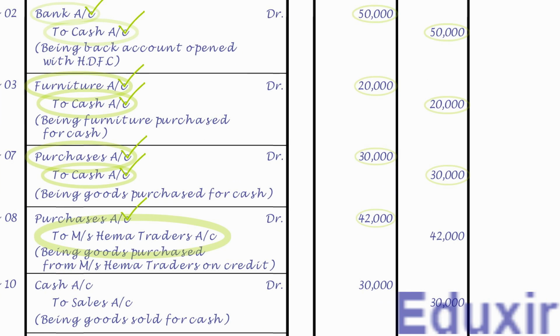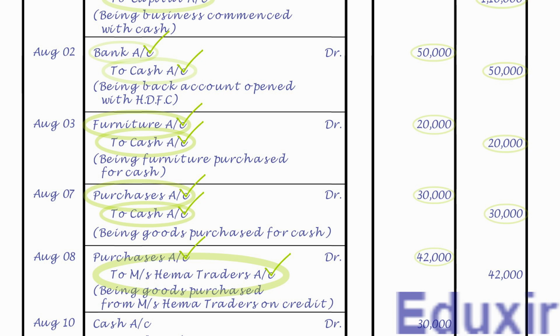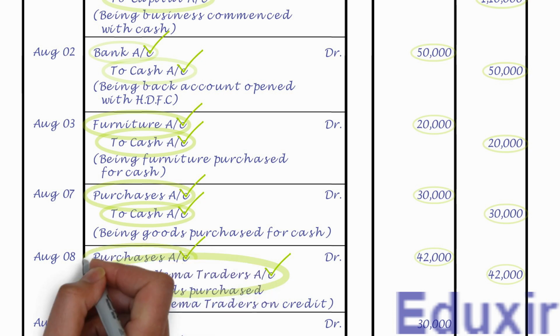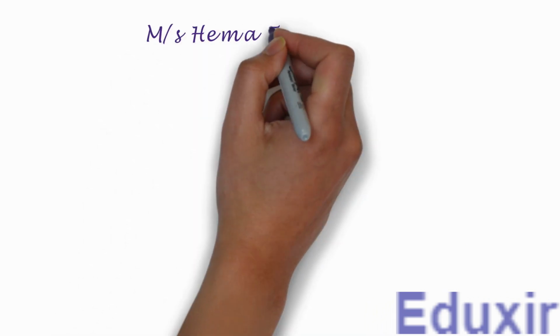As the name suggests, it needs to be posted on the credit side of Hema Traders account and the credit amount is 42,000 rupees. Note that the details that need to be posted into the particulars column is purchases account. For posting this entry, we need to create a ledger account for Hema Traders as it is not yet created. Let us first write the title as Messrs. Hema Traders account.